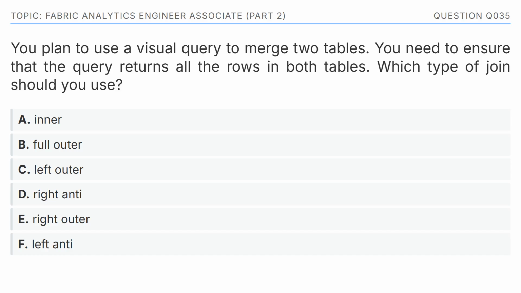The options are Option A, Inner. Option B, Full Outer. Option C, Left Outer. Option D, Right Anti. Option E, Right Outer. Option F, Left Anti.